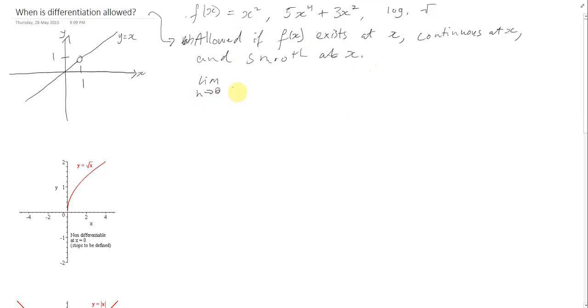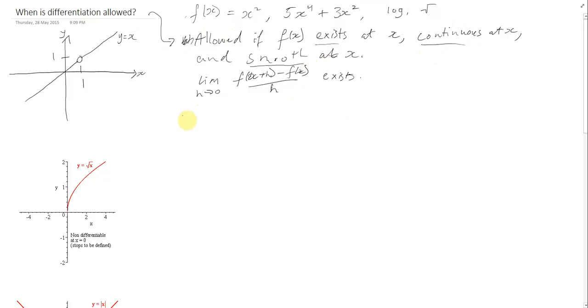Now, a fancy way of summing up all those things is to say that the limit as h approaches 0 of f of x plus h, take away f of x, over h exists. Because if that limit exists, that means our function exists at x, it means it's continuous, and it means it's smooth. We're going to go through some examples of when f of x doesn't exist, where it's not continuous, and where it's not smooth. And we'll think about each one in turn.